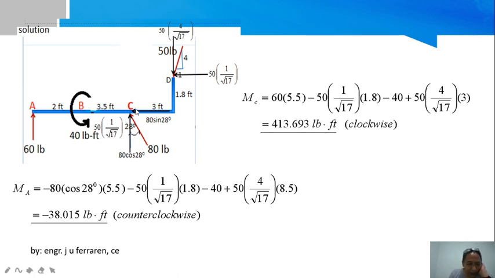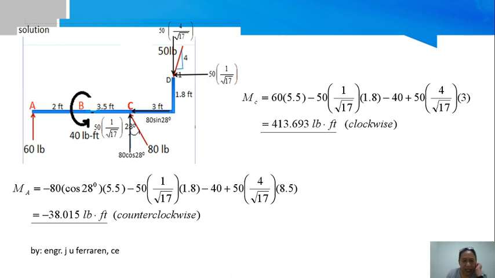Now this time I have C. So what is not to be included is this one because it is located at C. Even if a force is not located at C, but its line of action passes through C, then you should also not include the moment produced by that force, because the moment of that force is zero.